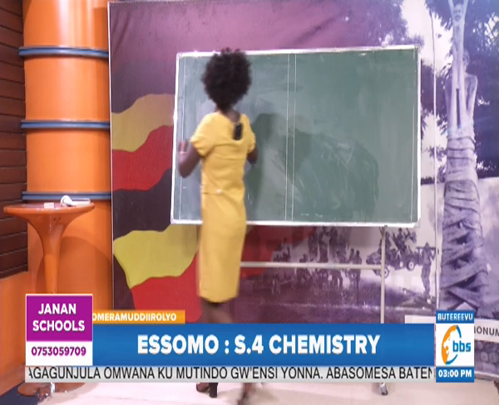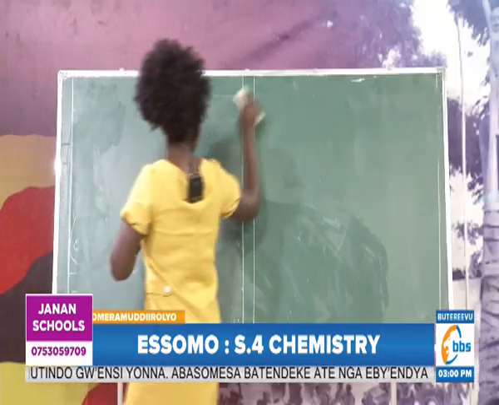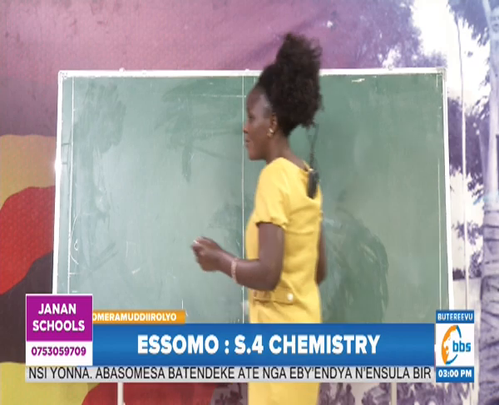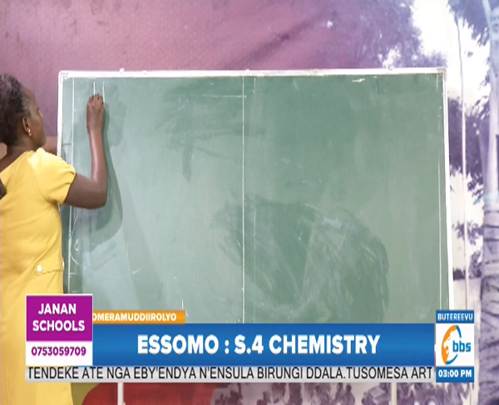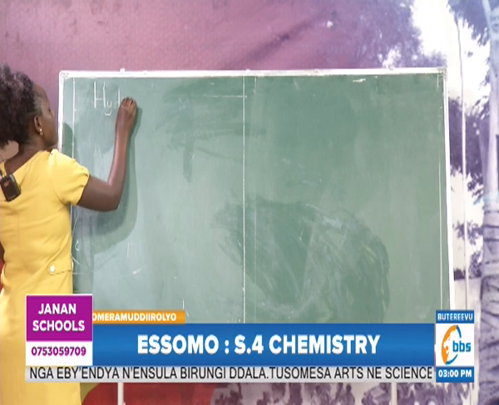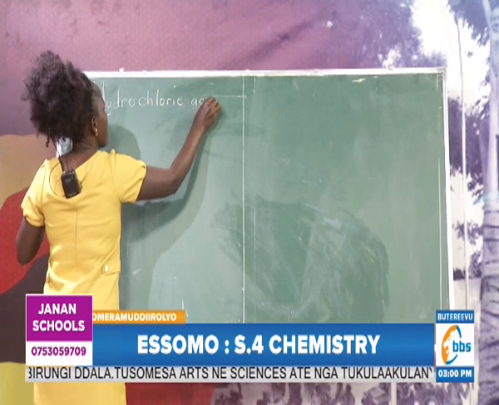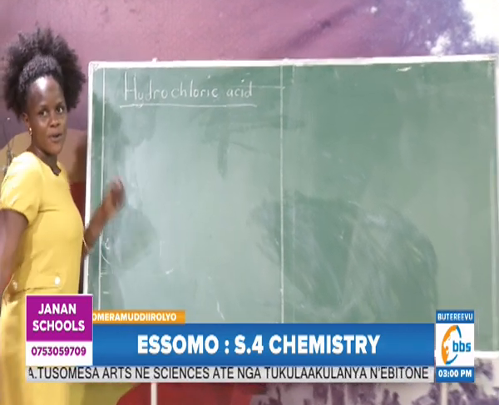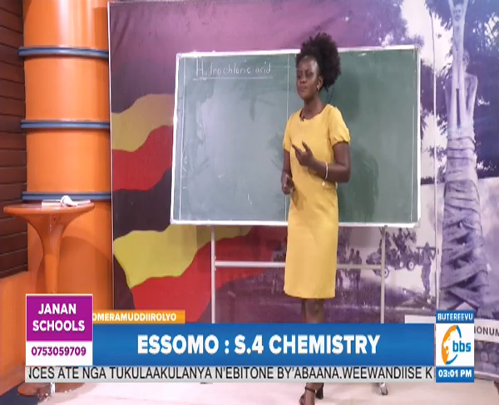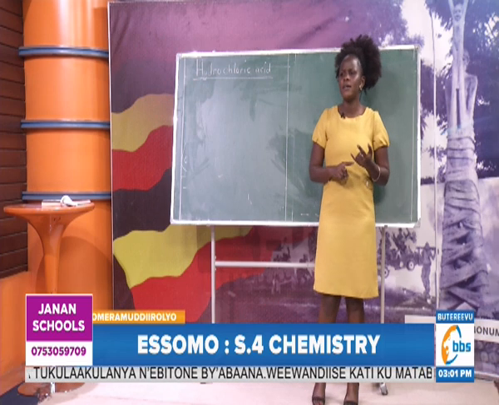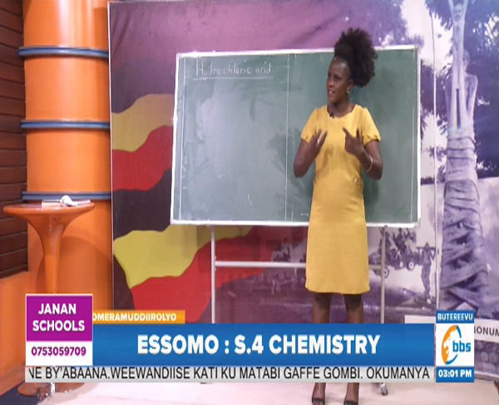So let us look at our last subtopic on chlorine and its compound. We had started on hydrochloric acid. We were doing hydrochloric acid, and we had looked at its preparation on a small scale, its preparation on a large scale. We had looked at some of its physical properties, and last week we also started on some of its chemical properties.